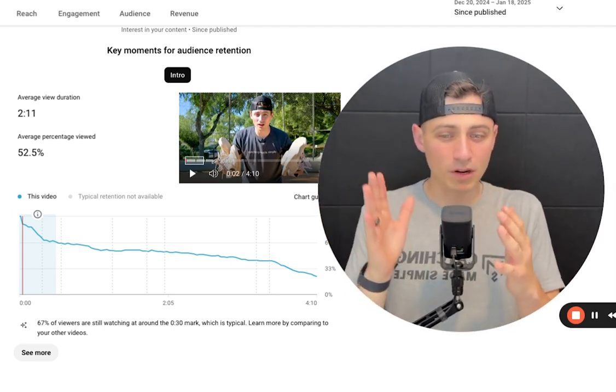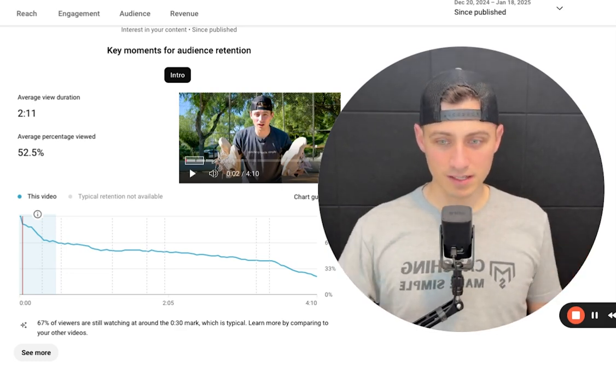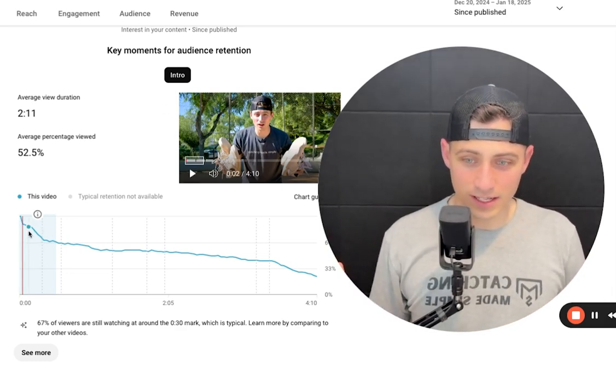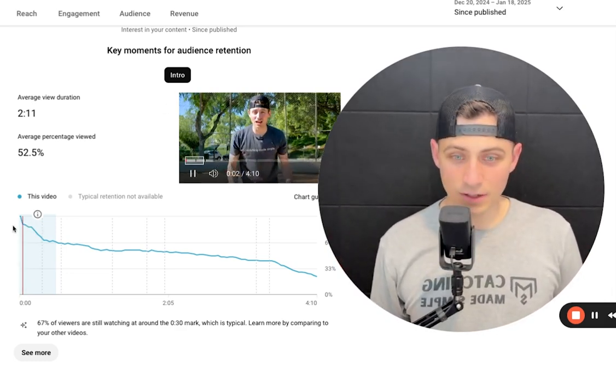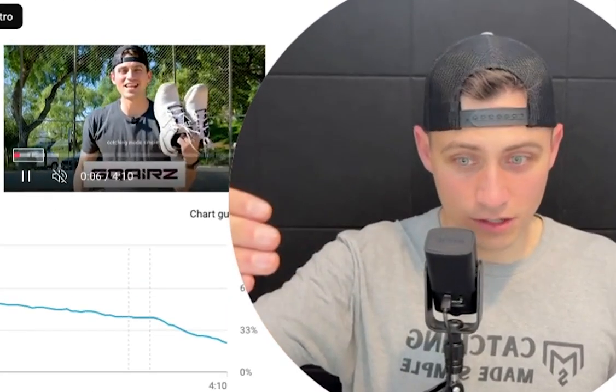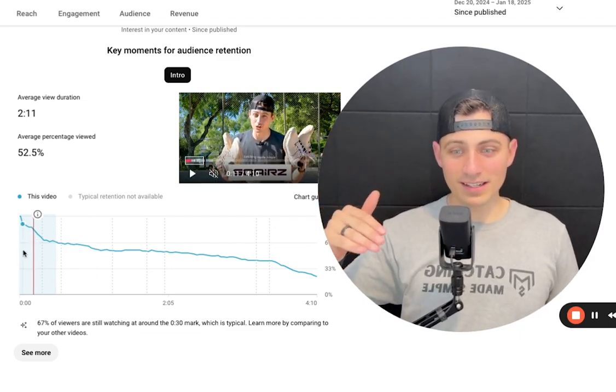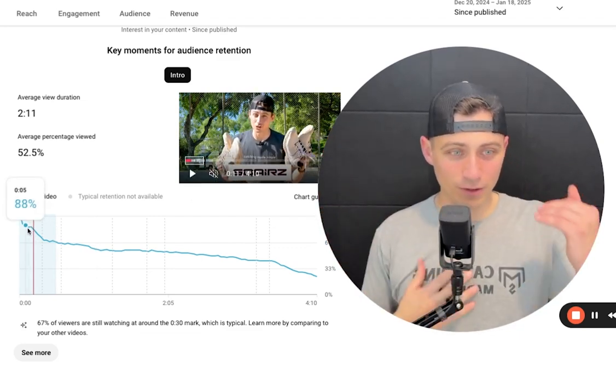But for the most part, there's always going to be some amount of drop off immediately within the first few seconds. So now as we look at this, you can see the retention curve flattens. And what we're going to see is that as soon as we put something on screen, then the retention curve flattens.